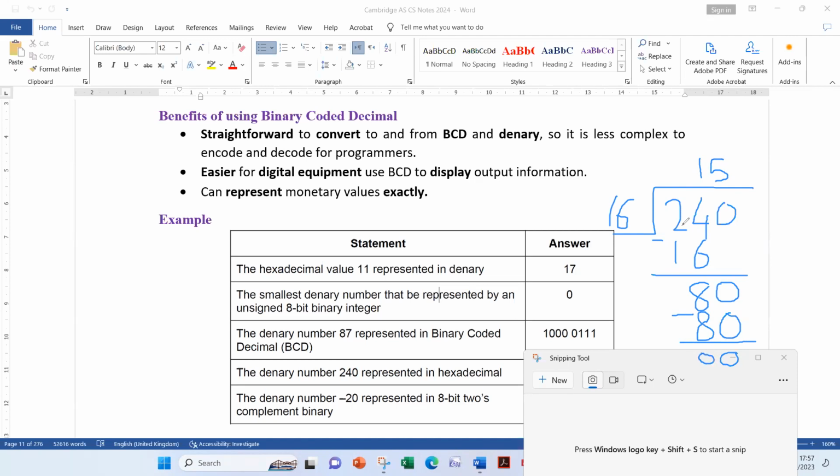So 240 divided by 16 is 15, remainder 0. So you write here the 15 as F and the 0 as 0. So 240 becomes F0 in hexa.